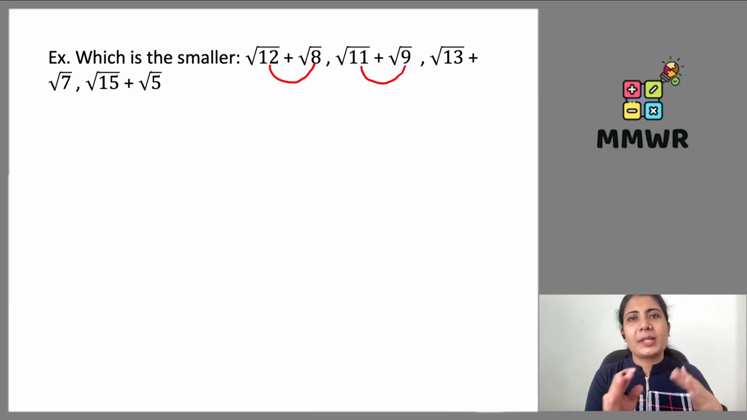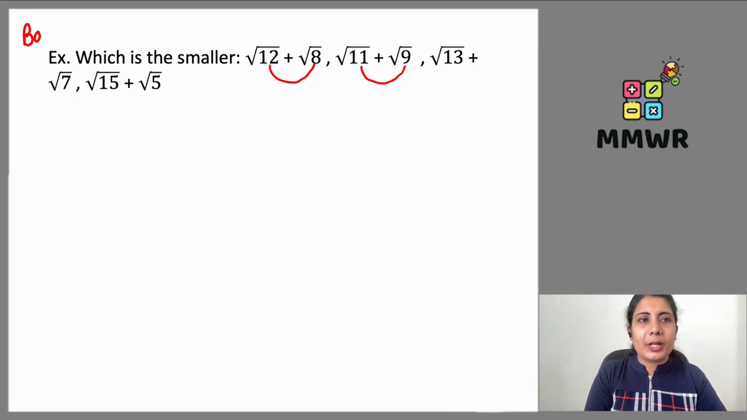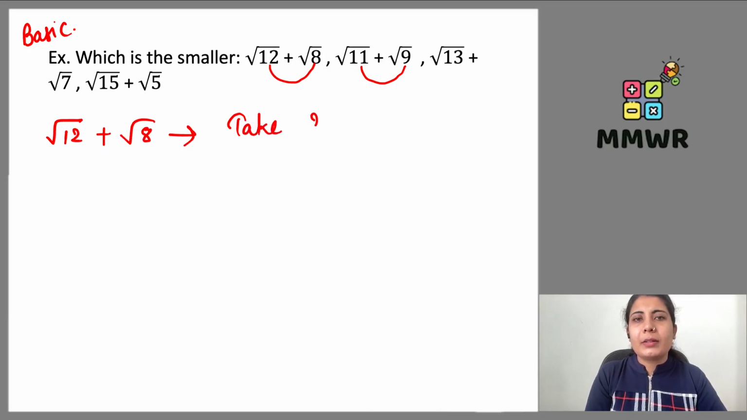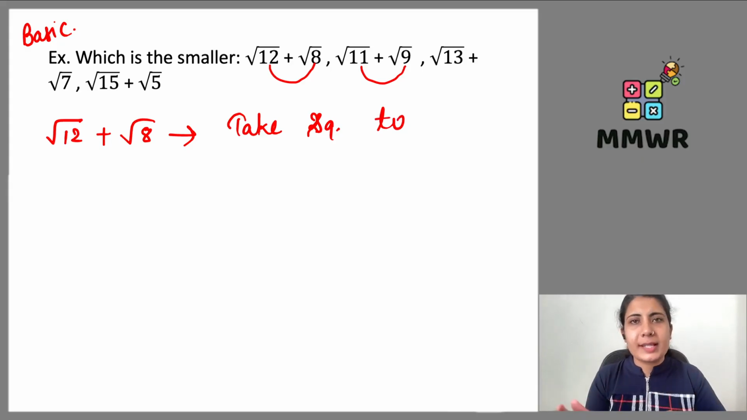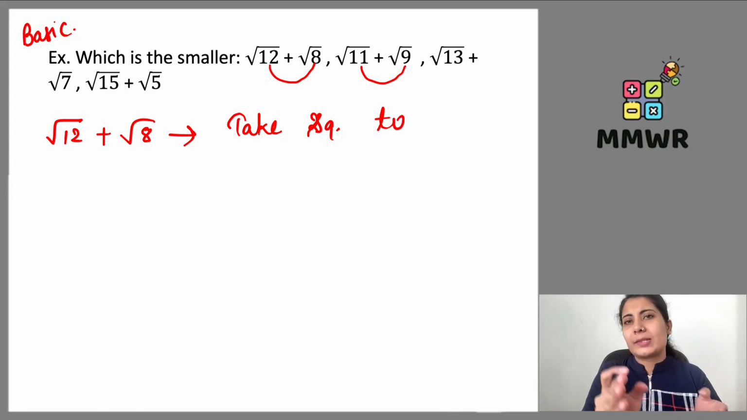12 plus 8, 11 plus 9, 13 plus 7 is also 20, 15 plus 5 is also 20. The basic method I am teaching you for now says that you have to take the square of root 12 plus root 8. So take square on both sides. Actually here we are simplifying, so nothing else is needed. We can consider this is the x1 value, x2 value, x3 value, and the x4 value is root 15 plus root 5.